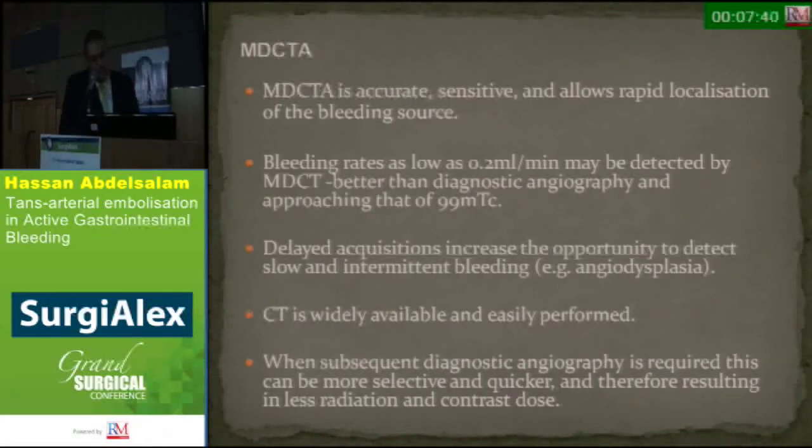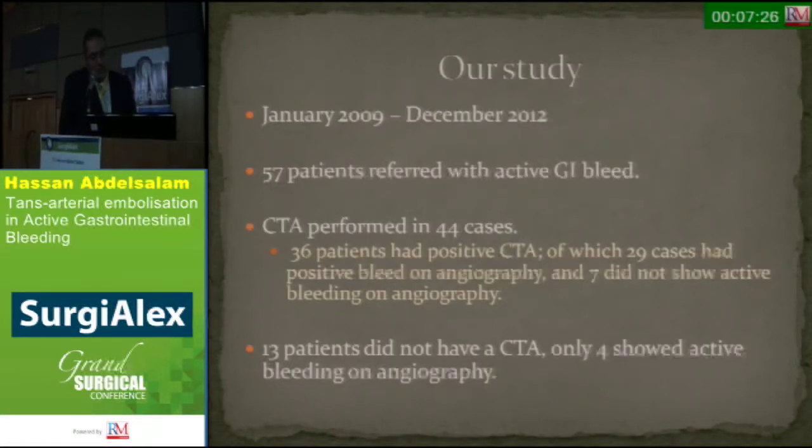And also, it reduces the time for diagnostic angiography because it can take you directly to the source of bleeding and the bleeding artery, which you can tackle faster than normal. So in our study at the Royal Liverpool, in 4 years, we had 57 patients referred with active GI bleed for embolization.